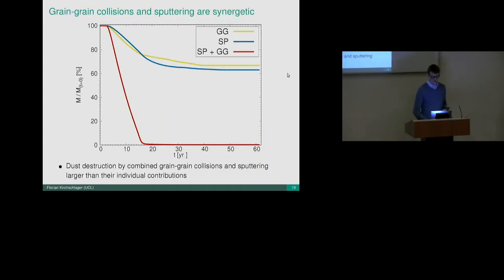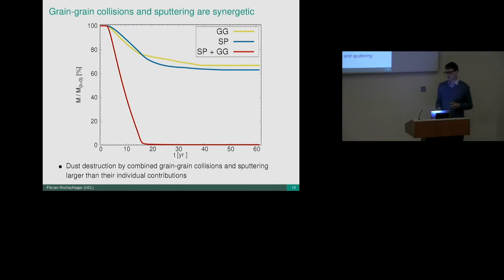What we can do now is integrate our dust mass in the complete domain and plot it as a function of time, which is shown here in the red curve. At the beginning, we have, of course, 100%, and then it is very quickly destroyed, after 20 years, to nearly 0%. There's another thing I want to highlight here: both grain-grain collisions and sputtering are important. If we consider only grain-grain collisions without sputtering, we get a destruction rate of around 40%. The same is true for sputtering, the blue curve. So both combined would be 80% destruction, 20% survival, but that's not true. We see that everything is destroyed.